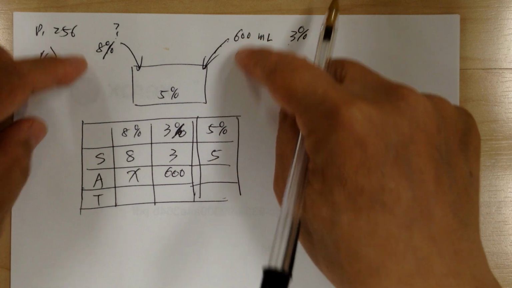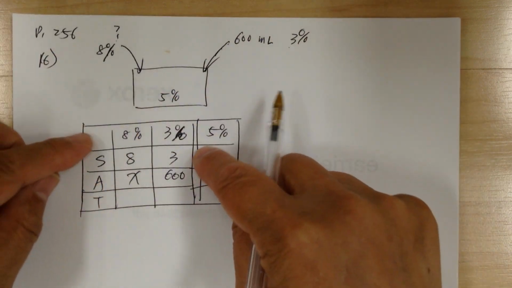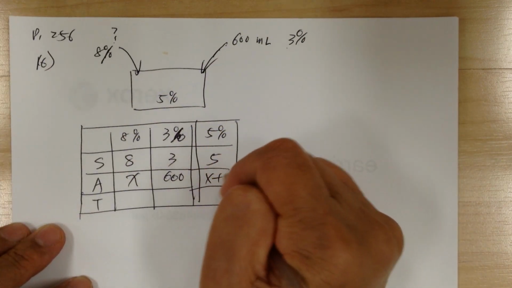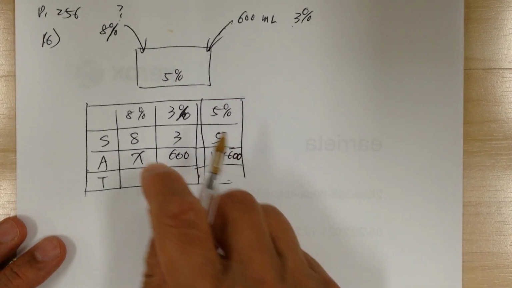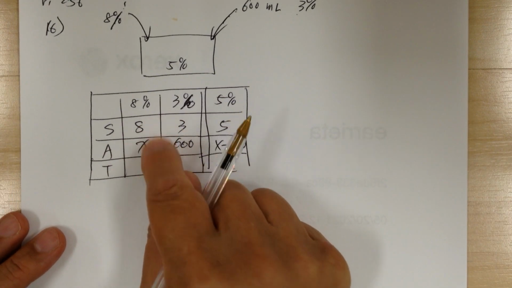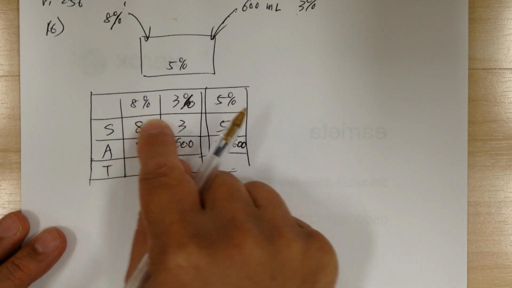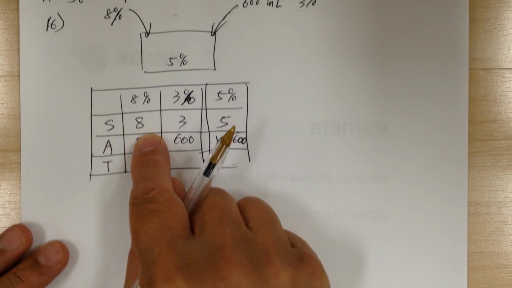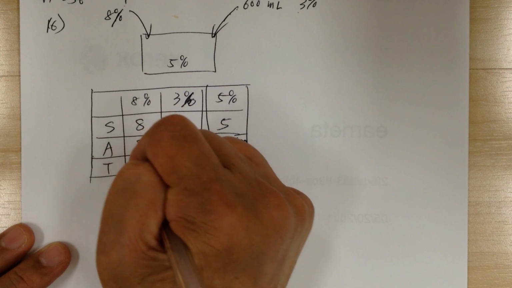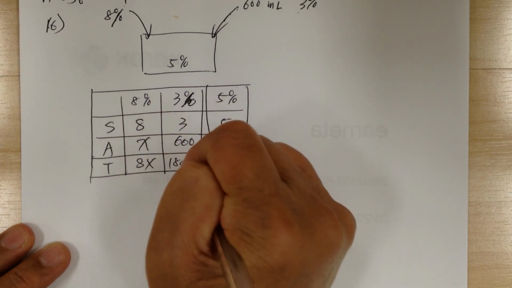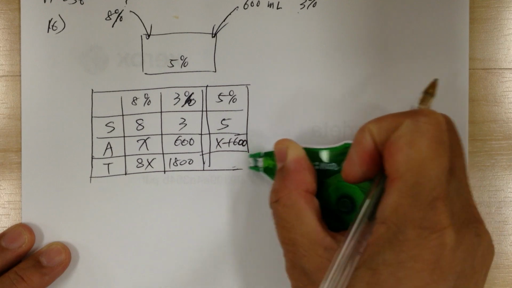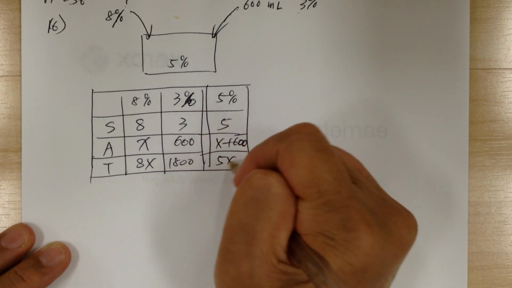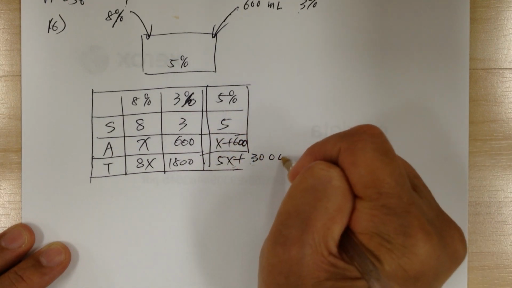When you're mixing, you're adding together, so this would be X plus 600. Now this is the 8% solution, and this is the amount of solution. When you multiply, this will give you the amount of chemical in the solution. So multiply, you get 8x. This would be 1800. This would be 5x plus 3000.